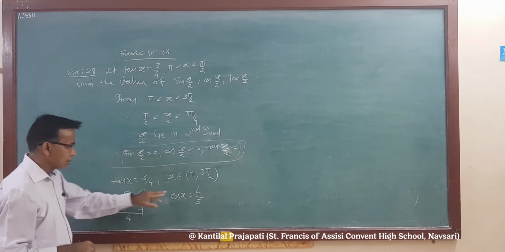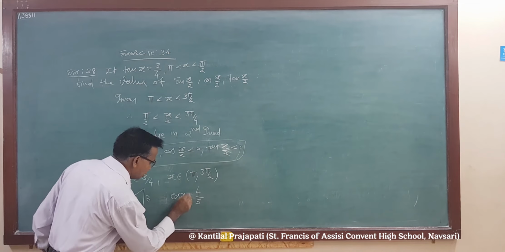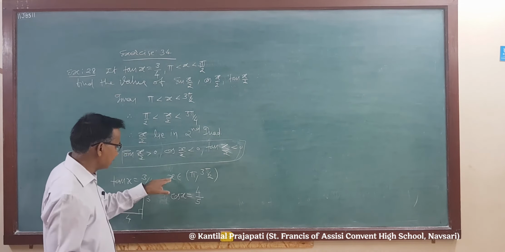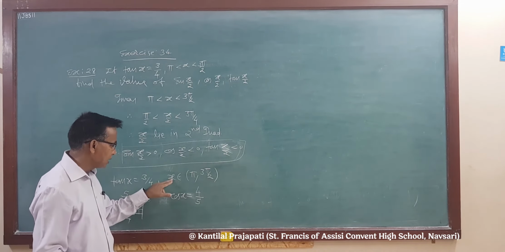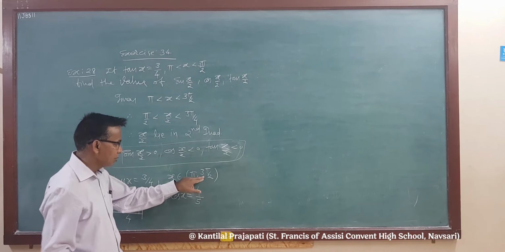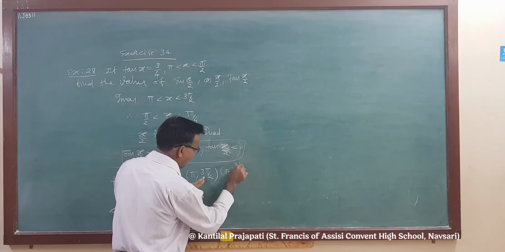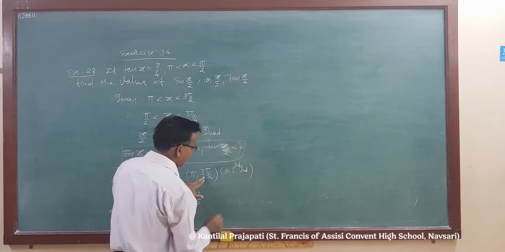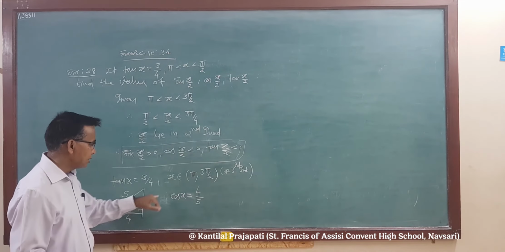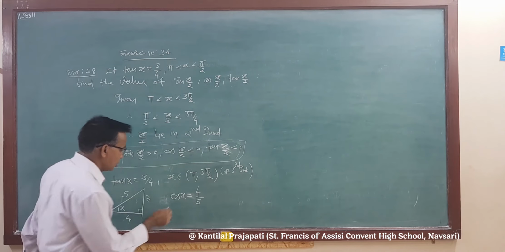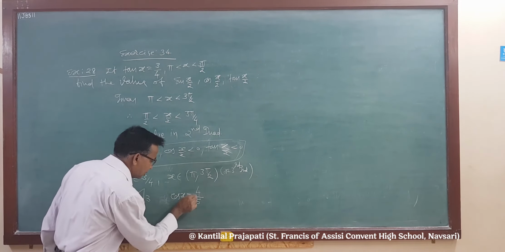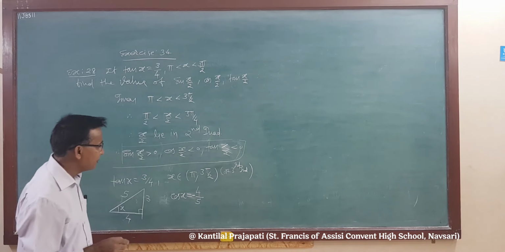Now you have to put the sign here. This is important. For that you have to check the quadrant of x. What is x? x belongs to pi to 3 pi by 2, so this is the third quadrant. In the third quadrant, cos is negative. So we put a minus sign. So cos x is minus 4 by 5.